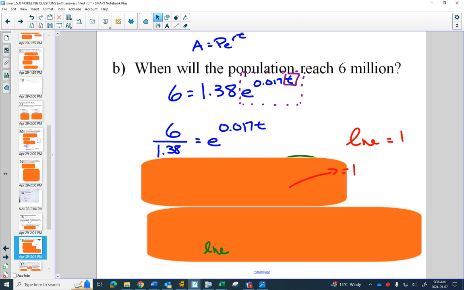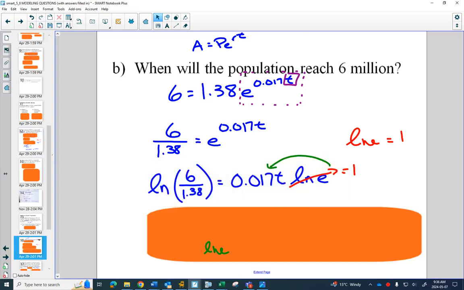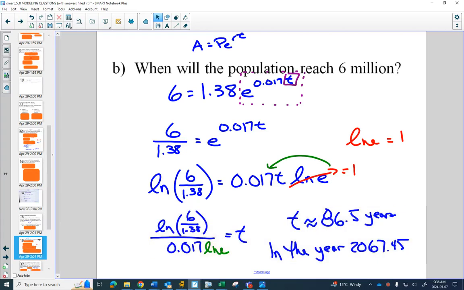And now since the base is E, I would take the natural log of both sides. That allows that exponent to come out in front. The natural log of E is just 1. So I could get T by itself. Again, I wrote the natural log of E in green there, saying that if you put that on the bottom, it wouldn't make a difference.